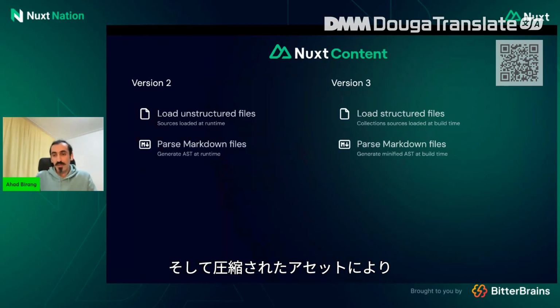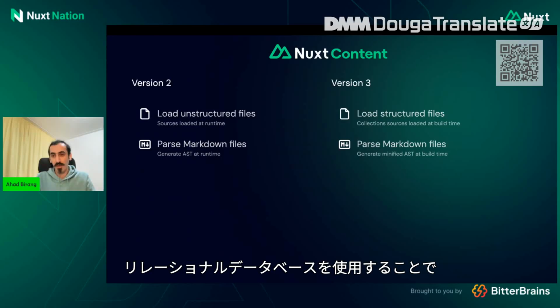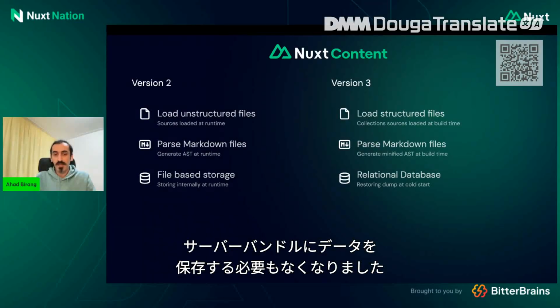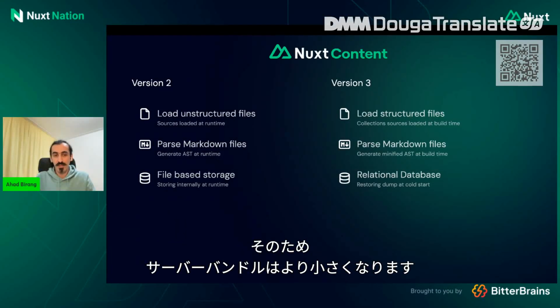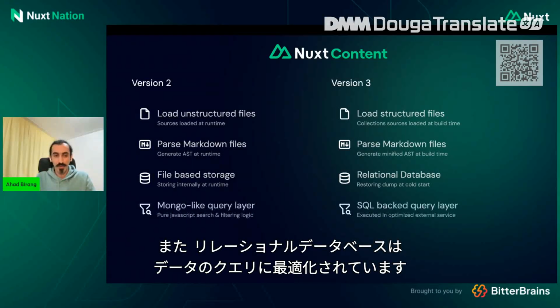Also, parsing logic moved out of the runtime. And with our minified AST, the size of contents is smaller and the payload of the website is smaller. With the use of relational databases, there is no need to access the file system and store data in the server bundle. So the server bundle will be smaller.